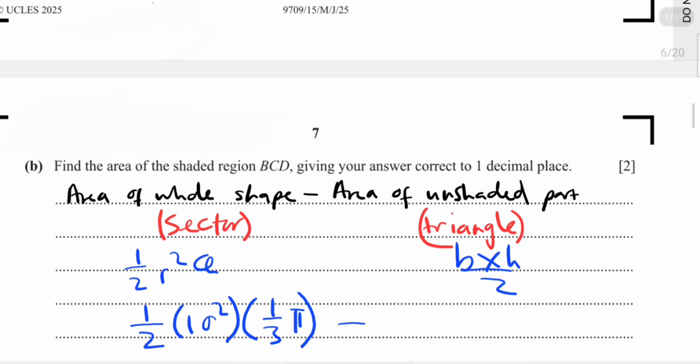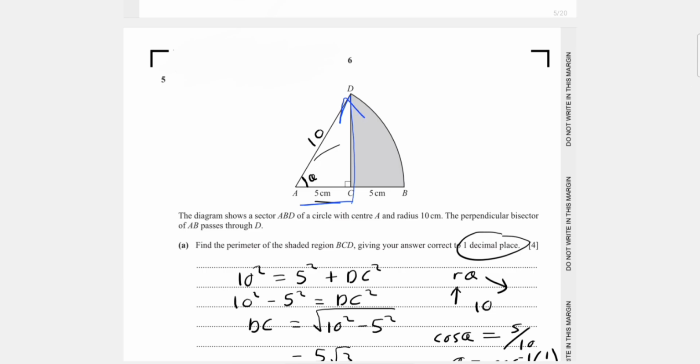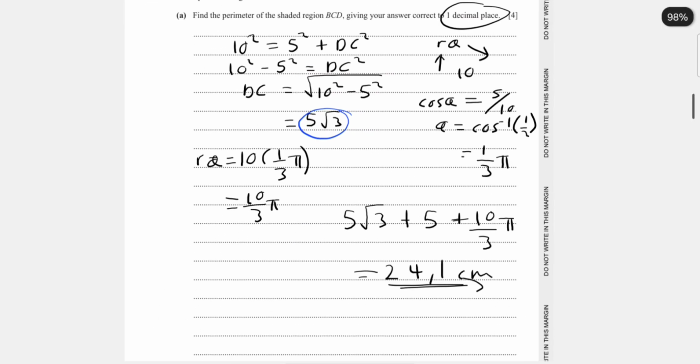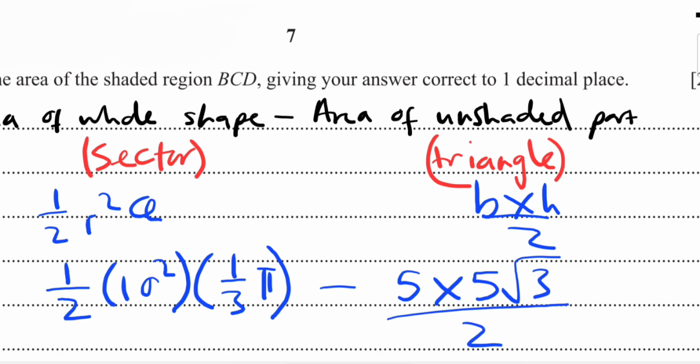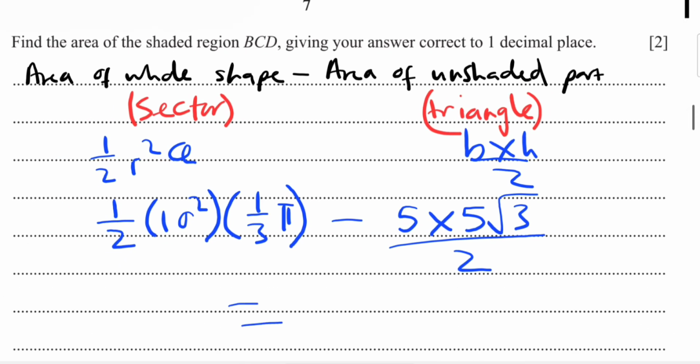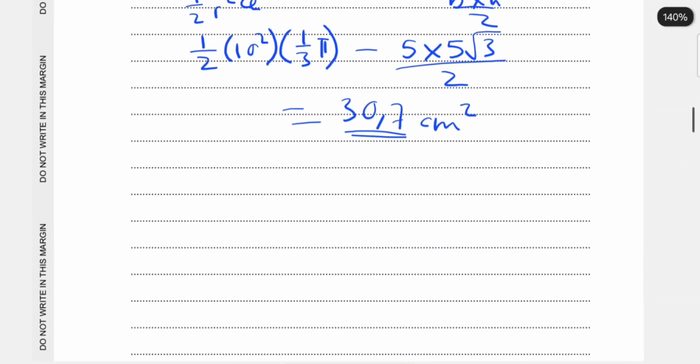Then I'm going to say minus base times height over 2. This is our base and this is our height. We know DC is 5 root 3. So it's 5 times 5 root 3 over 2. And punching this in our calculator, we get 30.7 square centimeters, and this is correct to 1 decimal place. Then you get your 2 marks there, and that will be it for the 5th question.